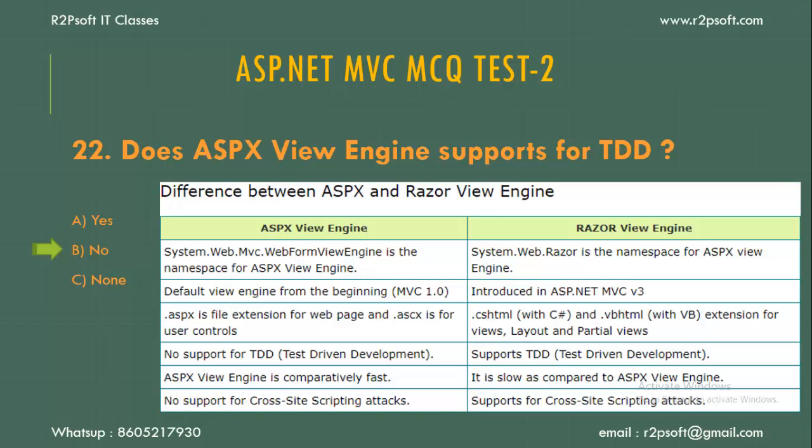Razor View Engine. System.Web.Razor is the namespace for Razor View Engine. Introduced in ASP.NET MVC version 3. .cshtml with C# and .vbhtml with VB are the extensions for views, layout and partial views. Supports TDD, test driven development. It is slow as compared to ASPX View Engine. Supports protection against cross-site scripting attacks.